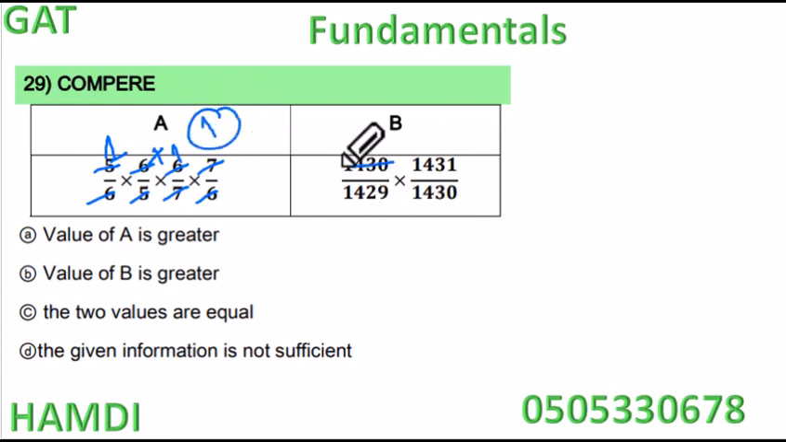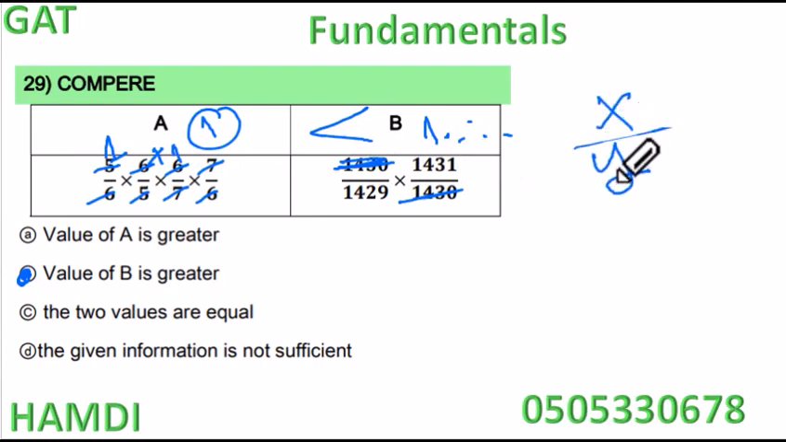Here 1430 and 1430 will cancel. It's 1. Here 1431 is greater than 1429. So value B is 1 point something, greater than 1. So value B is greater. Value A is just 1. Value B is a number greater than 1.